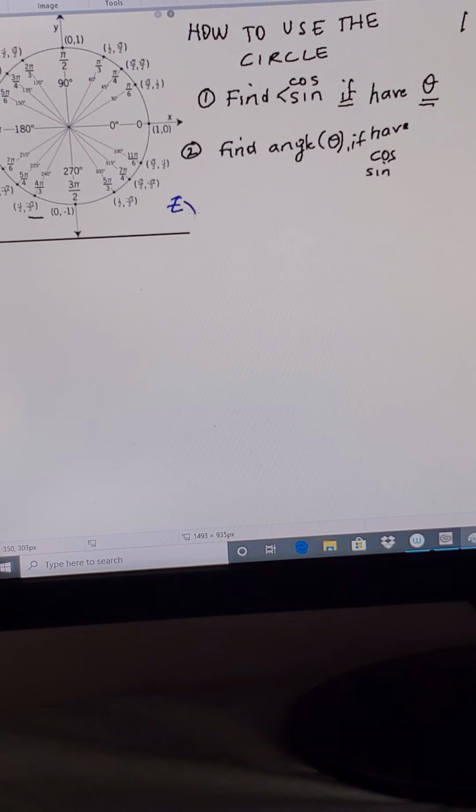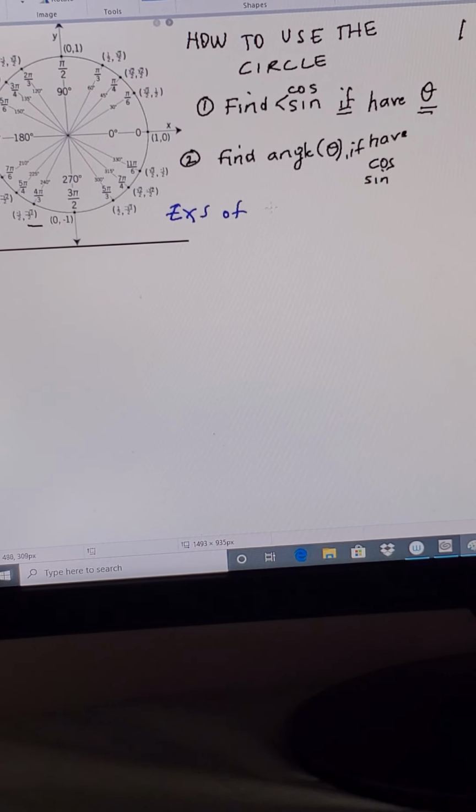Examples of, we'll call it topic one, or this here. I'll do three. What is the sine of pi over 3? Sometimes I use brackets, sometimes I don't. It doesn't really matter. So that's what you do.